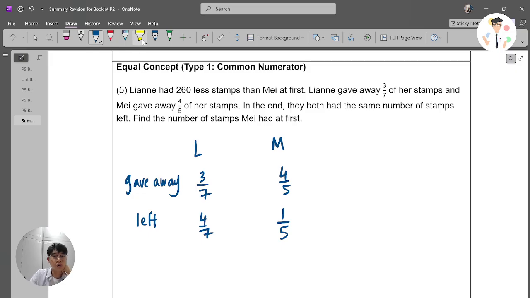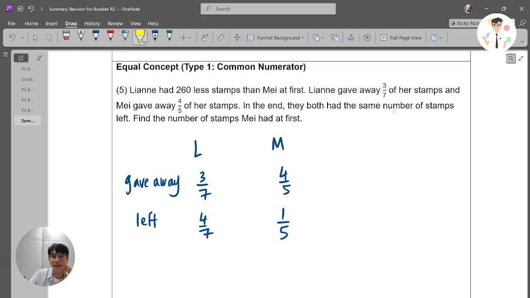Now you should know that this 7 actually means the total of L, and this 5 means the total of M. The problem with many of your work is that some of you are making this 7 and this 5 the same. But is it supposed to be the same? Did they say their totals are the same? No.